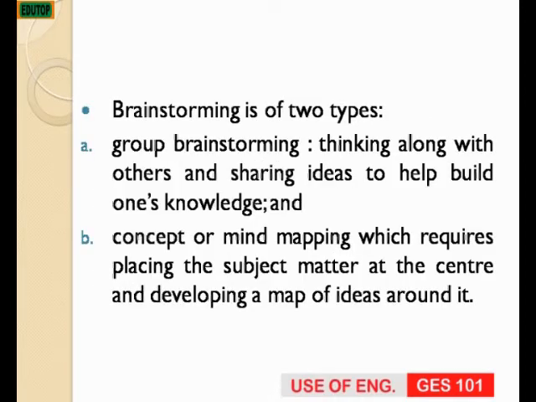Brainstorming is of two types. We have group brainstorming. The group brainstorming has to do with coming together with colleagues, friends to discuss issues pertaining to the text. You share ideas and build on each other's knowledge. Then the second one has to do with concept or mind mapping, which requires placing the subject matter at the center and developing a map of ideas around it.